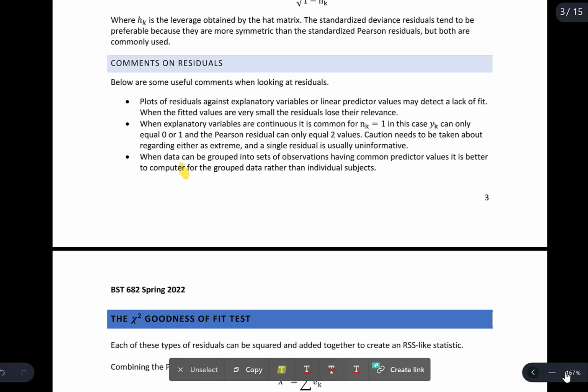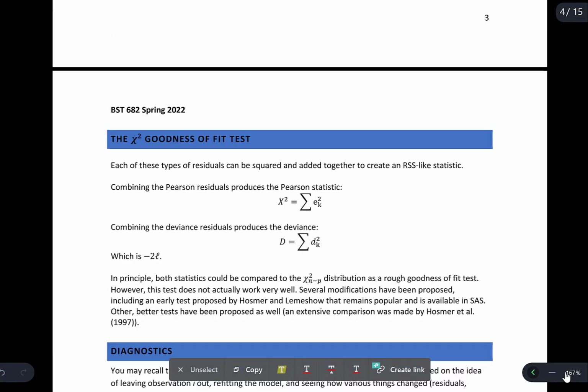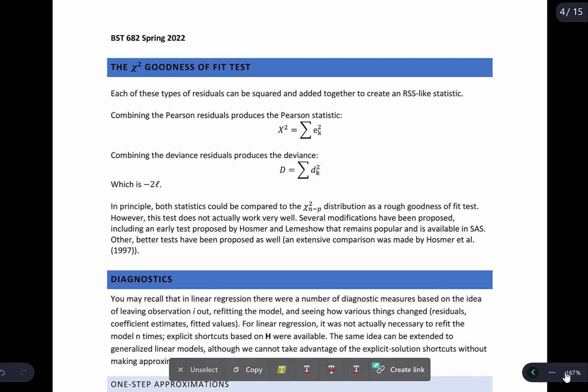Alright, so let's look at the goodness of fit test. Each of these types of residuals can be squared and added together to create a residual sum of squares-like statistic. You can get one either for the Pearson residuals or the deviance residuals. In practice, both of these statistics can be compared to a chi-squared n minus p distribution as a rough goodness of fit test. However, this test does not actually work very well.